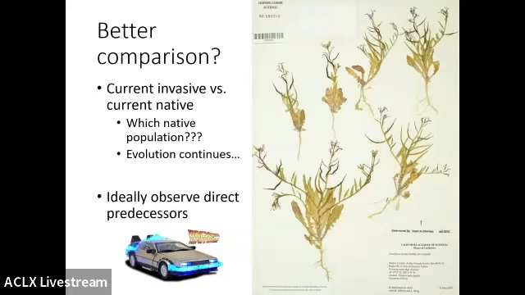So ideally, we could observe the direct predecessors of the contemporary invasive populations that we're interested in. And so what we need to do that is just a time machine, right? No problem. But in a way, that's what we have in the form of herbarium specimens.